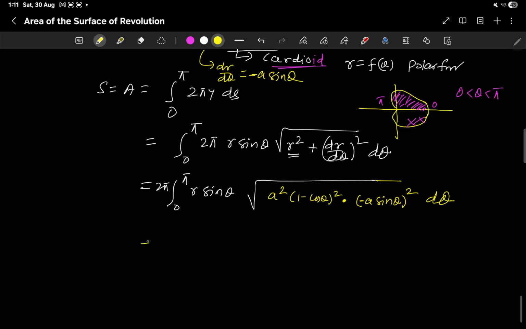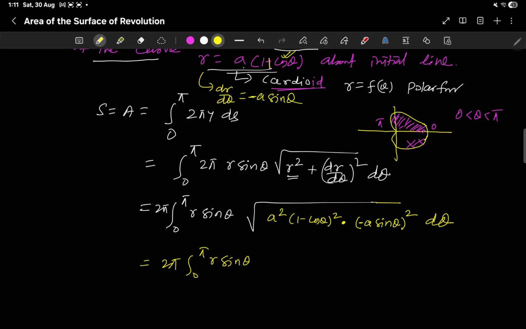So if you simplify it, it is 2 pi, integral 0 to pi, r sin theta. You substitute the value of r. What is your r? r is a into (1 plus cos theta). This is my r, and sin theta is your sin theta. Then this is a squared, and this is plus a squared. A squared taken out, it becomes a, (1 plus cos theta).